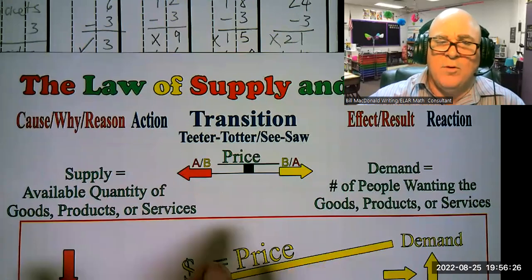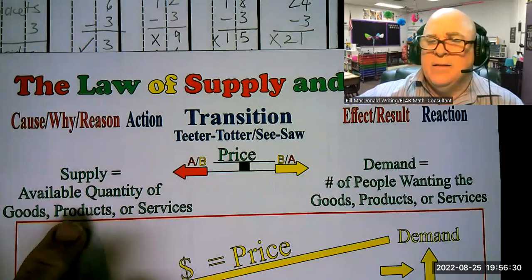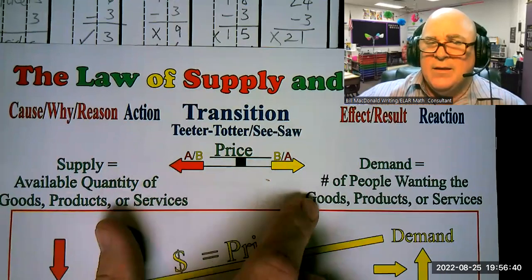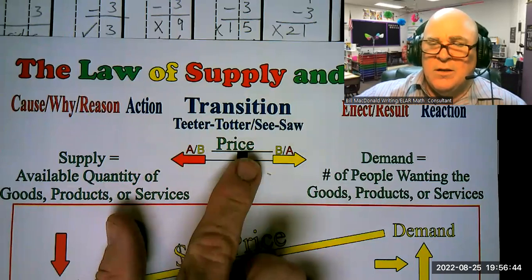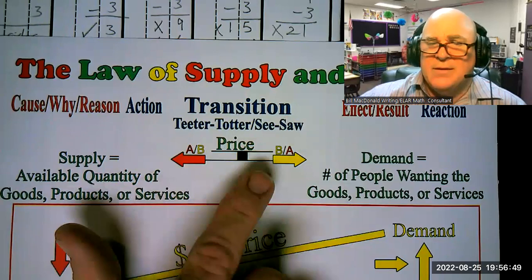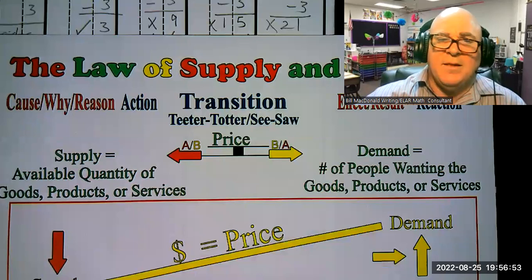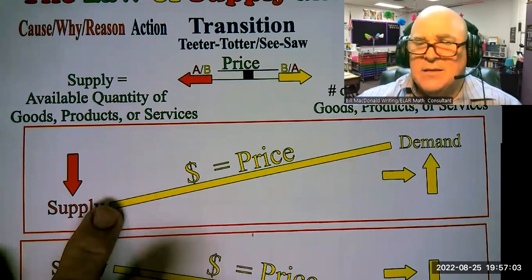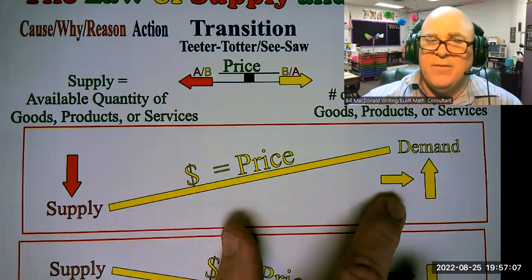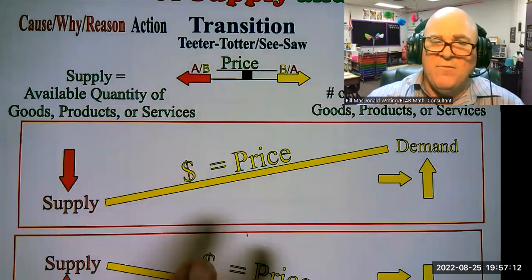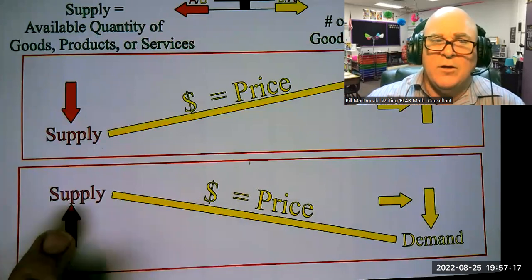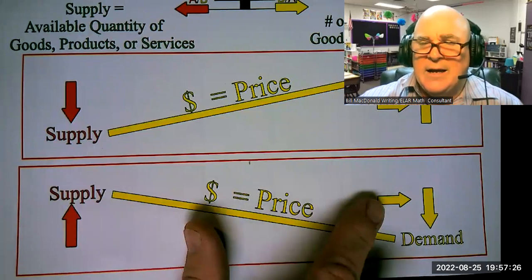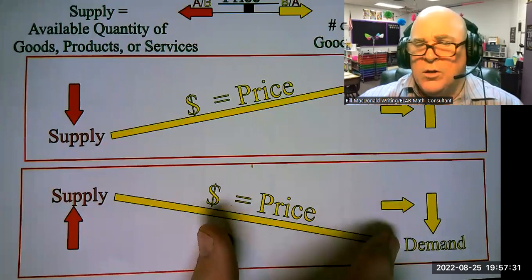Remember that a supply is equal to the available quantity of goods, products, or services, and the demand is the number of people who want those goods, product, or services. If they stay about even level, the relationship between each other is the same, the price will remain about the same. But here's what happens. When the supply, the available quantity of the good, product, or service goes down, and the demand stays the same or goes up, that causes the price of that item to go up. Let's see the opposite. If you have plenty of supply, there's plenty of the good, the product, or the service available, and the demand of it stays the same or goes down, then the price will go down.